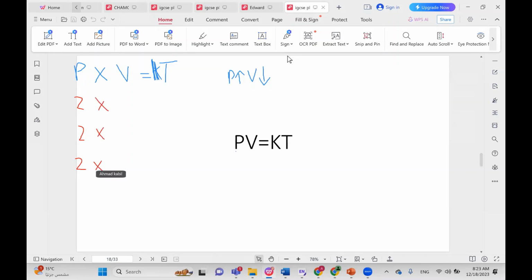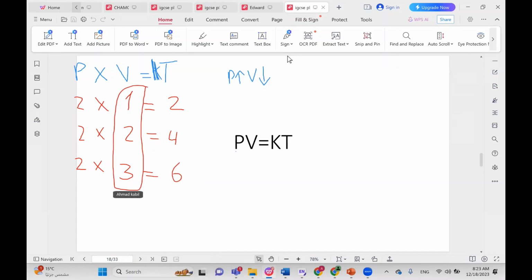So 2 times, let's say 1, 2, and 3. Let's observe what happens to T. So here, 2 times 1 equals 2, 2 times 2 equals 4, 2 times 3 equals 6. So the relationship between these two quantities is direct. As the volume increases, the temperature increases. We don't really care about the physical interpretation. We don't care about physics right now. I'm just telling you the way to analyze this mathematically. As one of them increases, so does the other. So V and T are directly proportional.